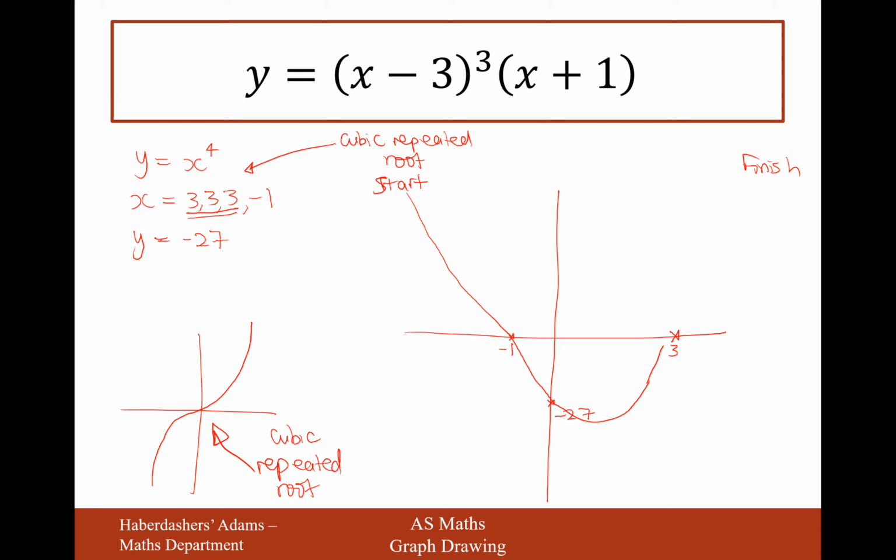So it's going to go up to it, do a little squiggle, and then head back up towards the finish. So this here is what we call a cubic repeated root, because if you just look in this region here that I've highlighted, it looks like an x cubed graph. This is a cubic repeated root.